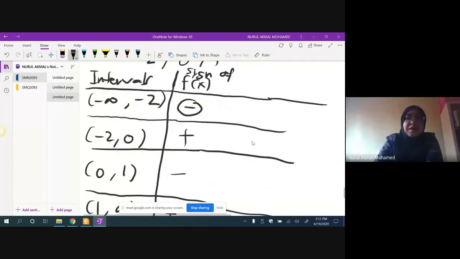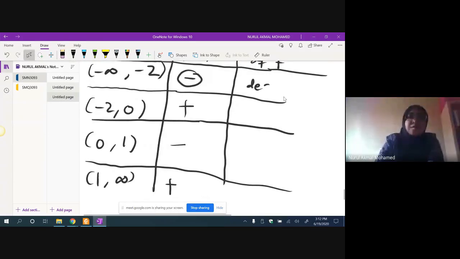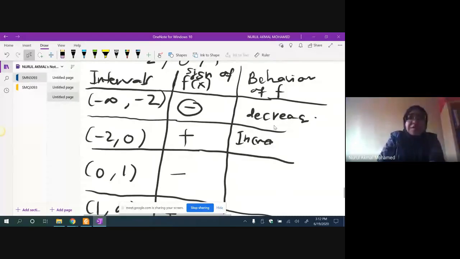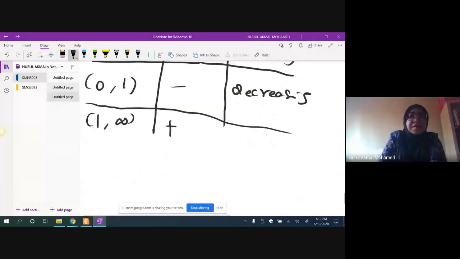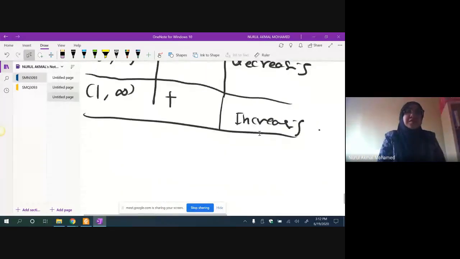The next one will be the behavior of f. This is the sign of f prime, and the sign of f prime corresponds with the behavior of f. So this is decreasing because it is negative, and for the positive it is increasing. This is decreasing, and this one is increasing. So this is our first derivative test.